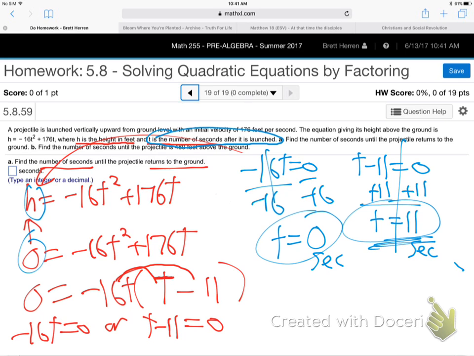And then it goes up and down and hits in 11 seconds. So the answer they want is the 11. They don't want the 0. They know it's on the ground at the start, at time 0. They just want the 11. It takes 11 seconds for that thing to come back down to the ground. At 11 seconds, the height will be 0. How do we know? Because we just made h 0 and solved for t, and the t that made it true was t equals 11. T is 11 seconds. The thing will be at a height of 0.